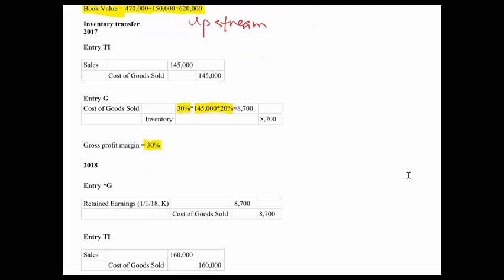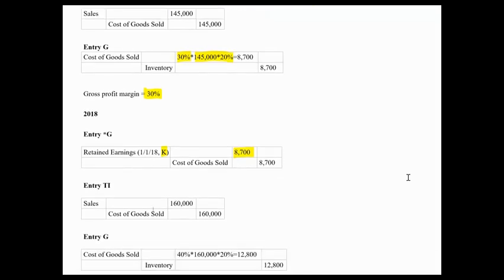In 2018, assume all the inventory is sold out, and we debit retained earnings and credit cost of goods sold of the amount in entry G of the last period, $8,700. And this is actually the retained earnings of Kirby, the seller, so we update the seller's retained earnings. And the next one is another entry TI. This is entry TI for 2018, because they have intra-entity inventory transferred every year, and still we use this entry to eliminate the intra-entity sales amount, which is $160,000, debit sales, credit cost of goods sold.